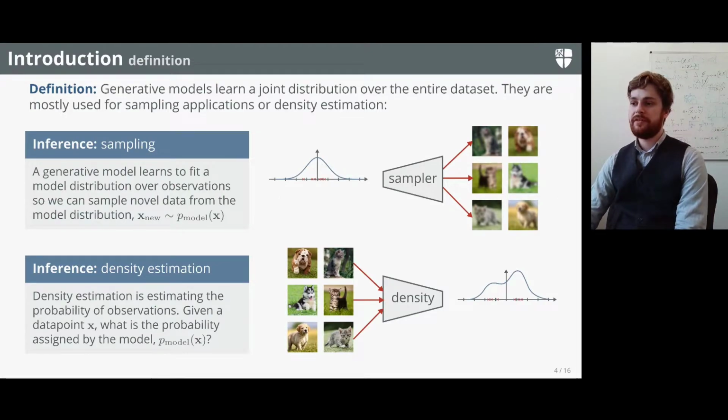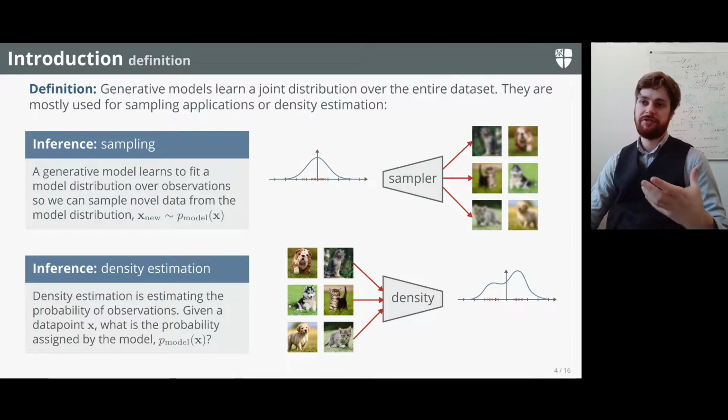So let's look at a definition and zoom in on generative models. The definition is that it's a model that learns the joint distribution over the entire data set. And that means we can do one of two main applications. We can generate new examples by sampling from the model. So we can give the model some inputs like a normal distribution or some uniform distribution, and then we can sample the model at that distribution and synthesize new examples.